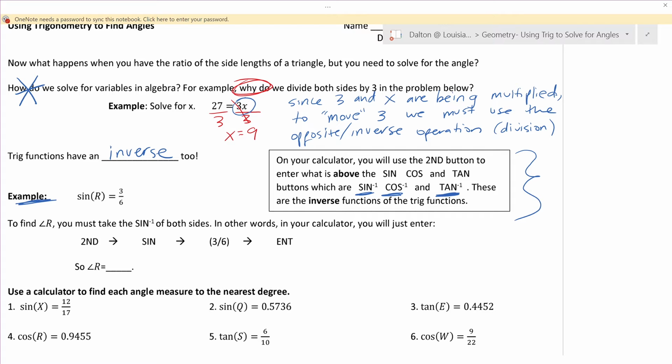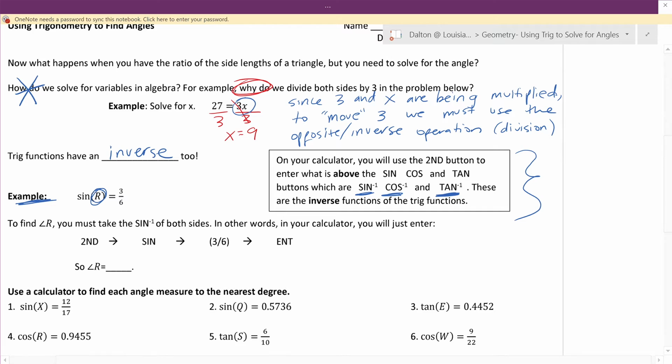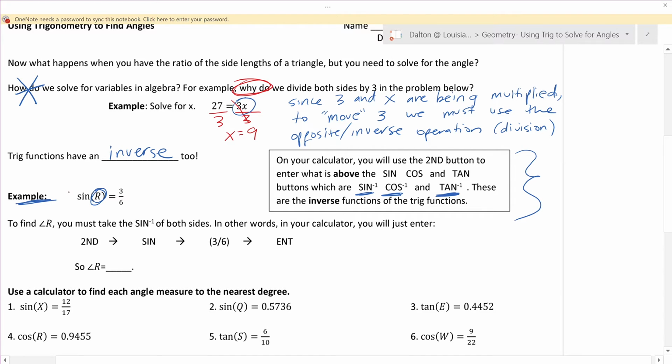And then what's going to happen is, in order for me to undo r, right? If I'm trying to get r by itself and I want to get rid of sine, I need to go ahead and take the sine inverse of both sides to get r by itself. It looks like to the negative first power, like a little exponent, but it's not. It's sine inverse. So the sine inverse of sine cancels, and we're left with just r on the left side. r equals sine inverse of 3 over 6.